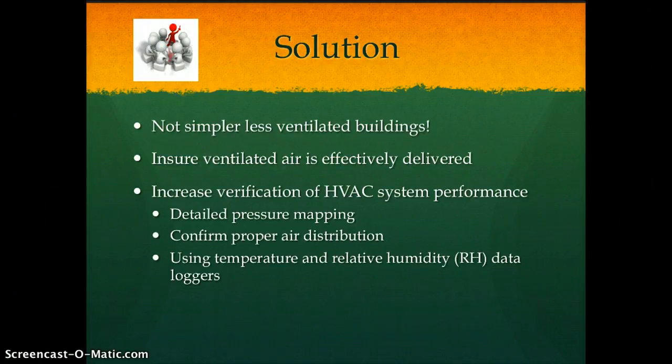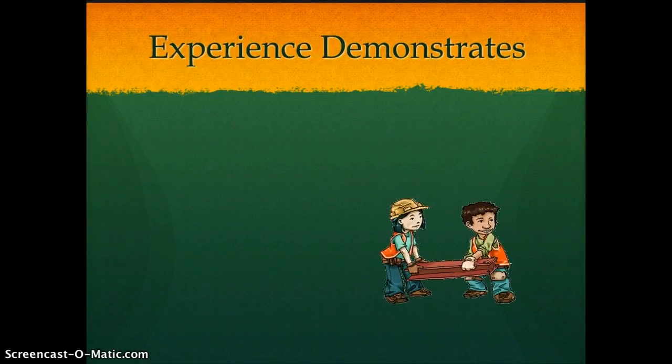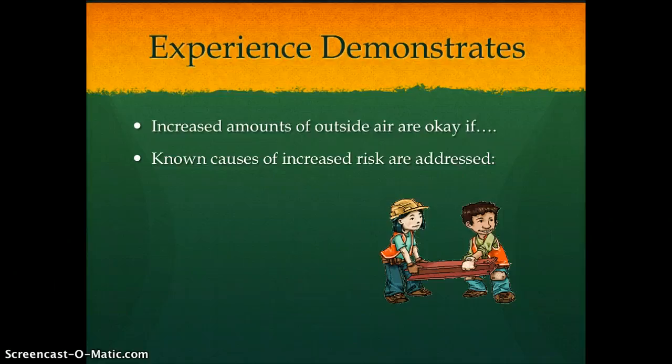The pressure mapping and data logging needs to also include the building cavities, areas that are often ignored. Many of these elements are frequently absent in today's standard heating, ventilation, air conditioning system startup and building commissioning programs. What experience demonstrates is that increased amounts of outside air can be safely added to a building if the known causes of increased risk, such as proper air distribution, are addressed during design and verified after construction.